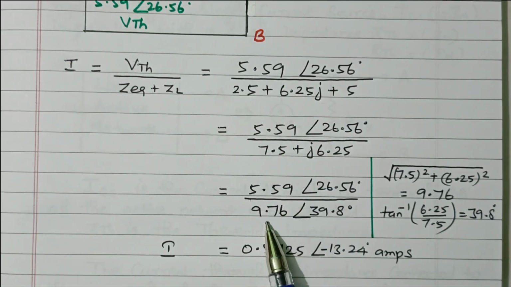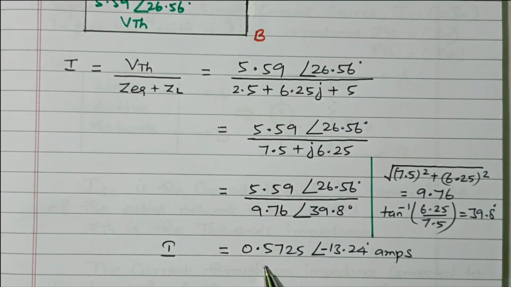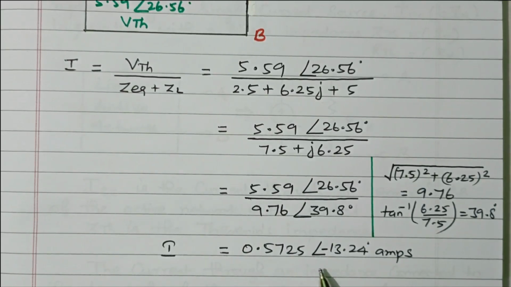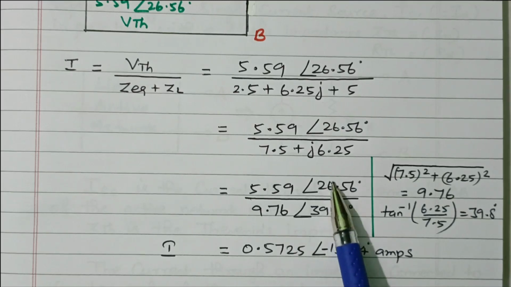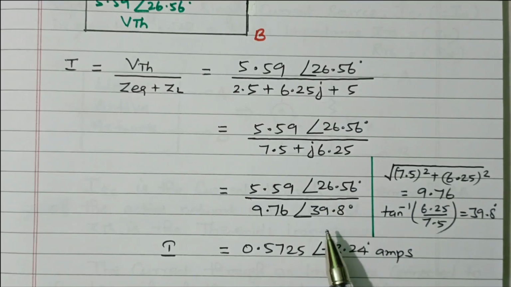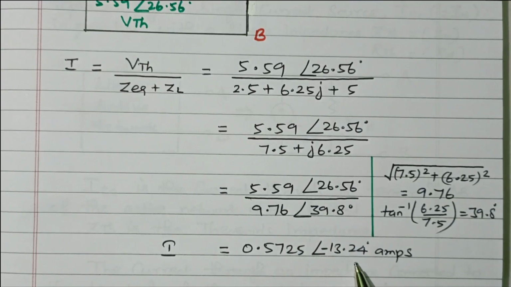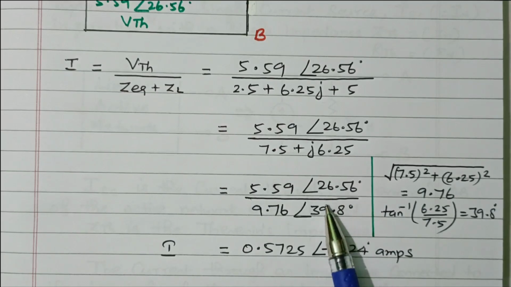5.59 divided by 9.76 is 0.5725. That is the magnitude of the current. For the angle, division means we have to subtract: 26.56 minus 39.8 is minus 13.24. Multiplication means we need to add the angle. Division means we have to subtract the angle. So finally we got the load current as 0.5725 with an angle of minus 13.24 ampere.